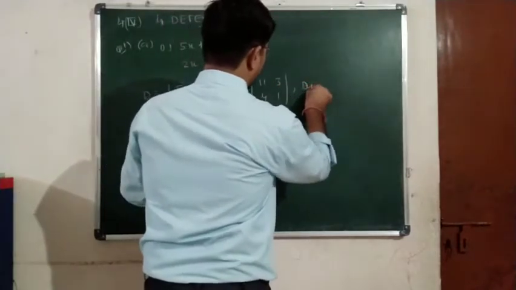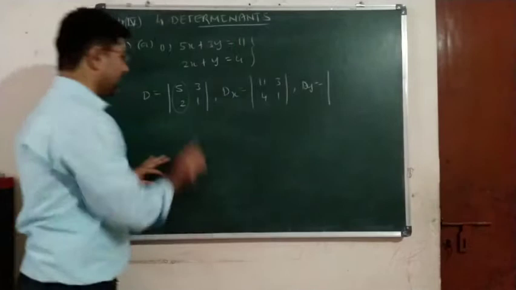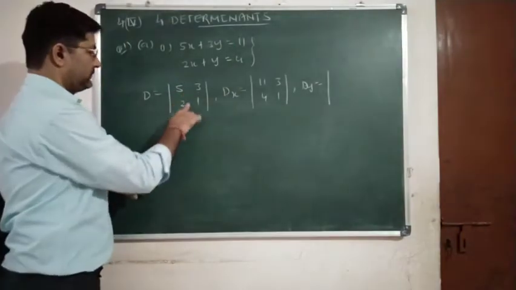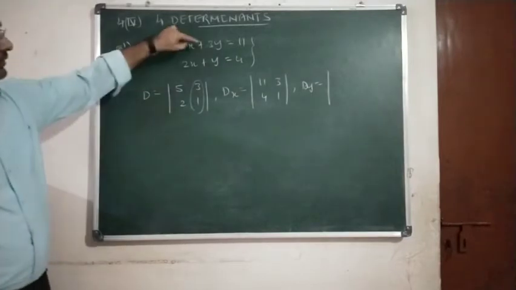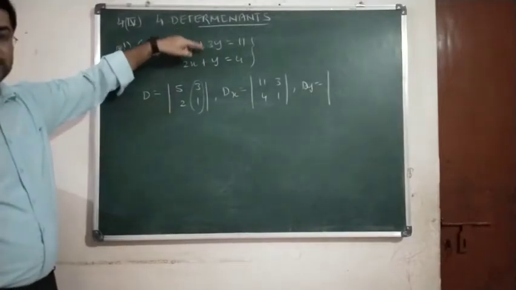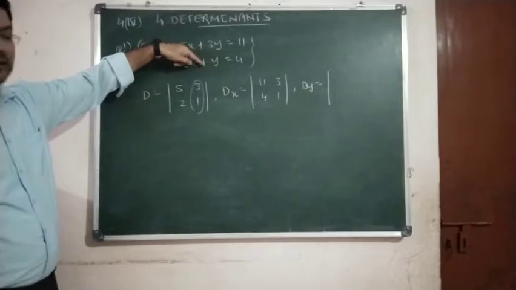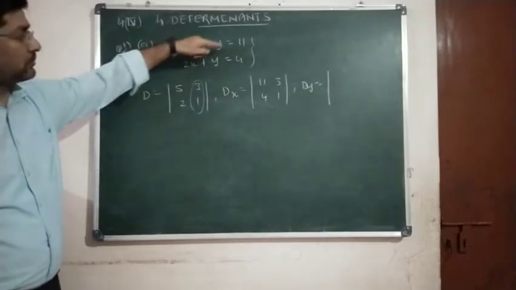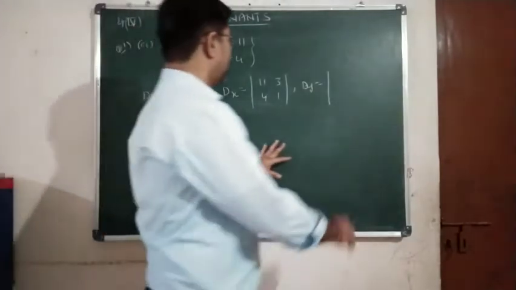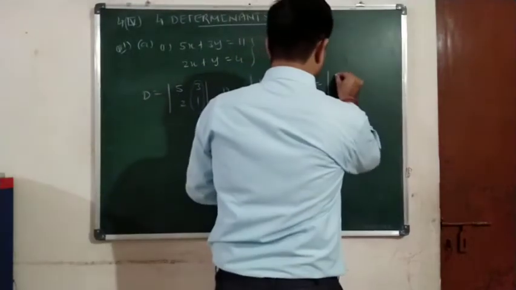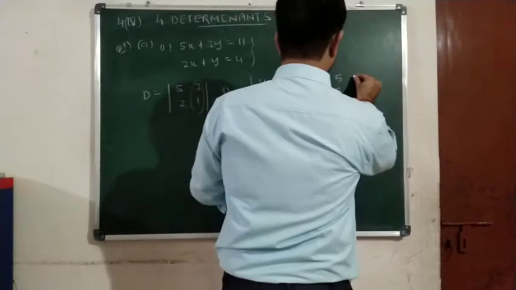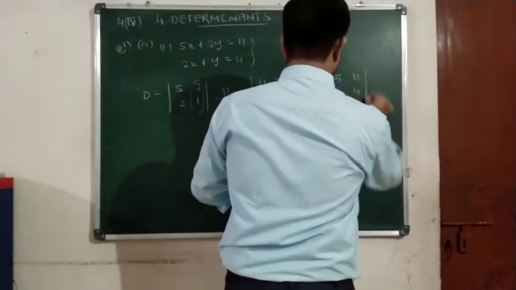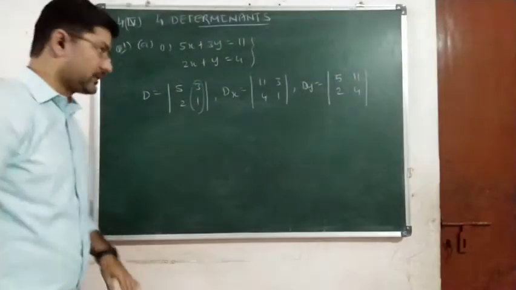Again we will find dy. So finding dy, what do we do? We will replace the coefficients of y by the constant terms. So 11 4, the first column will be as it is. So 5 2, and in place of 3 1 we will write 11 4. So we have got the three determinants now.